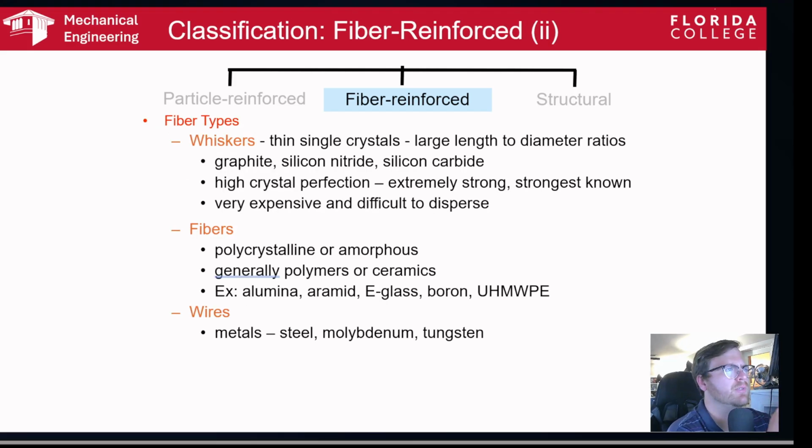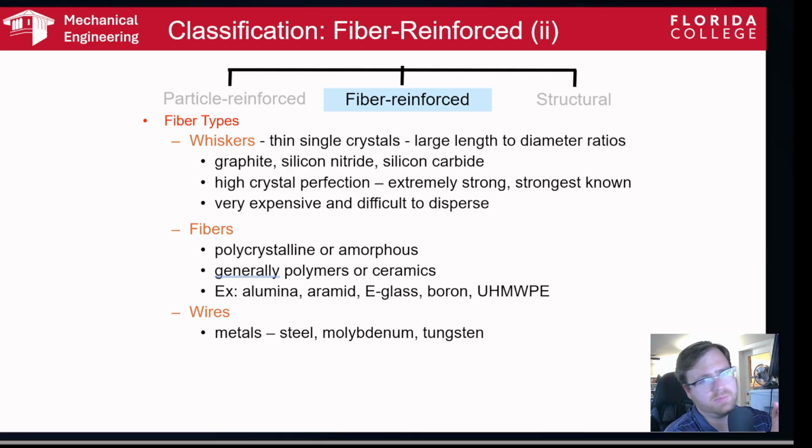We have different kinds. So there's whiskers. These are thin single crystals, and they have large length to diameter ratios. So they're short, thin little whiskers. These can be made of graphite, silicon nitride, silicon carbide. They usually have high crystal perfection, so they're extremely strong, and they're the strongest known types of fibers that we can use. But they're very expensive and they're difficult to disperse because you have a gazillion little whiskers to throw around perfectly into your matrix material, so it's going to be more difficult.